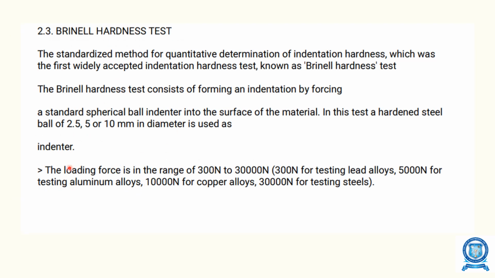The next one is the Brinell hardness test, the standardized method for quantitative determination of indentation hardness, which was the first widely accepted indentation hardness test. The Brinell hardness test consists of forming an indentation by forcing an indenter into the material. The indenter hits the material with some force, and from that we can find the hardness of the material. The indenter may be diamond shaped or spherical shaped. The dimensions given are 2.5, 5 or 10 mm.